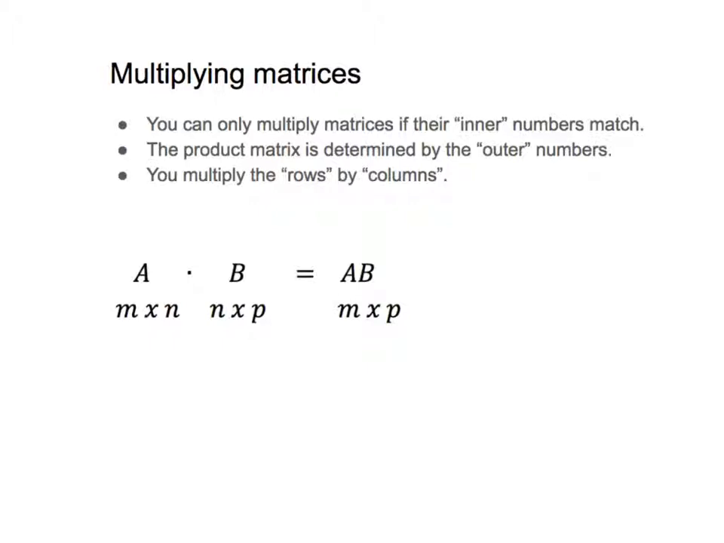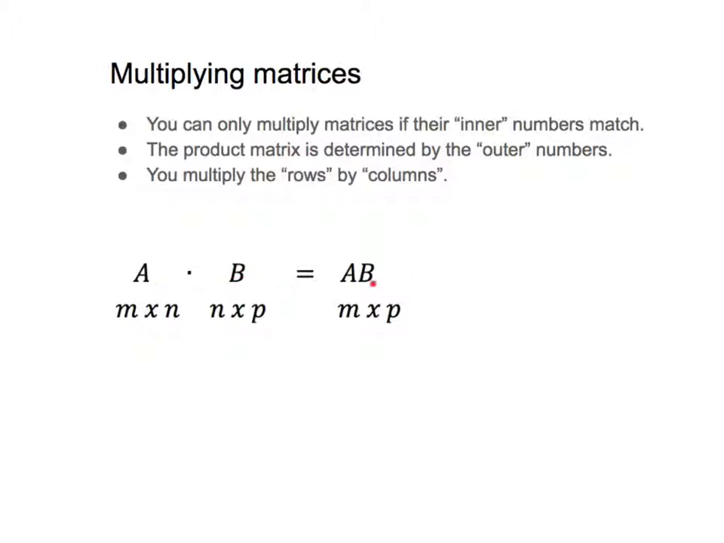Okay, so let's now look at multiplying matrices. When we multiply matrices, there's a few things that we need to know. One, we need to know the dimensions of the matrices that we're multiplying. So let's say we have two matrices here. I'm going to find the size of this matrix and this matrix.